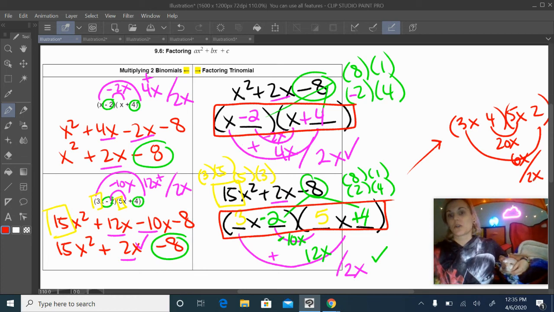All right, this was a short video, but I just wanted to show you my method of factoring. And I recognize there are a lot of different methods out there. And in the next video, we're going to do some practice problems together.